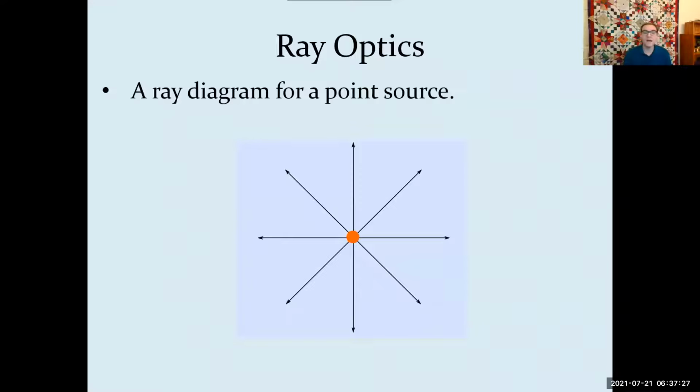Here is a diagram, a ray diagram for a single point source of light. Again, you can think of that orange dot in the middle as a really tiny light bulb, and then all of the rays are coming off of it in all directions. Obviously, I'm only going to draw a finite number of rays, but you really can think of them as being in all directions.